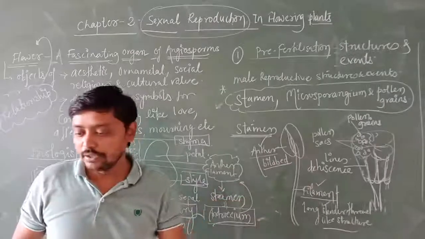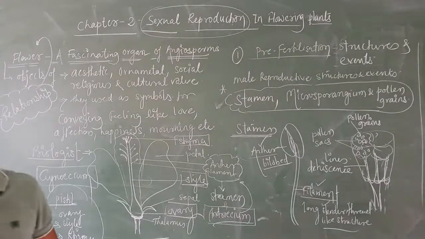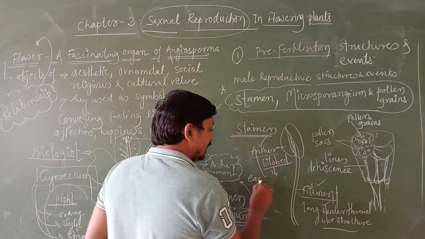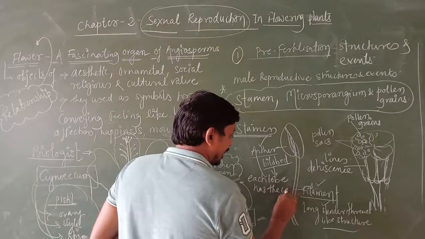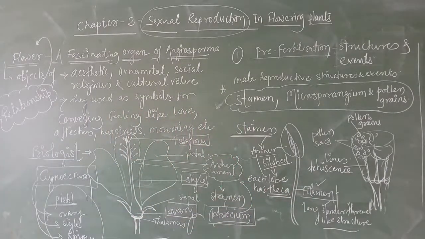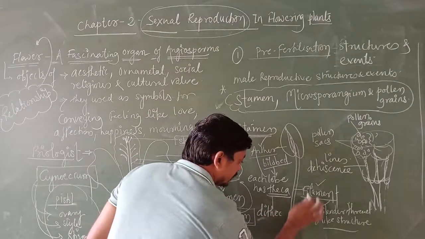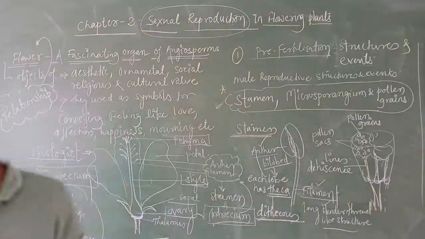Okay, so now, a typical angiosperm anther is bilobed, with each lobe having a theca. I told you it is bilobed and each lobe has a theca. That is very important. Each lobe has a theca, T-H-E-C-A, theca. So we are going to call this dithecous.